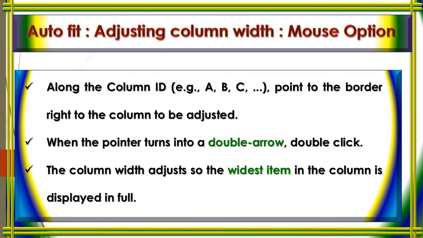Adjusting the column width for auto fit using the mouse option along the column ID. Example, that is A, B, C, point to the border right to the column to be adjusted. When the pointer turns into a double arrow, double click. The column width adjusts so the widest item in the column is displayed in full.